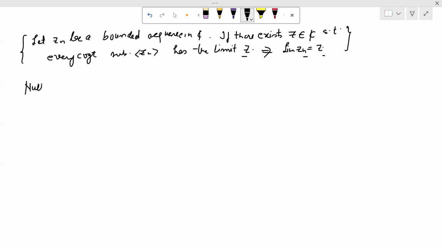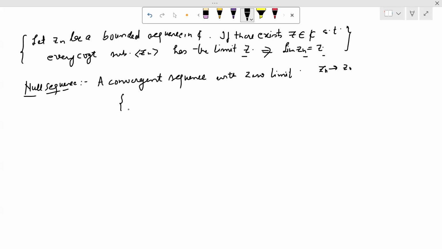Another small concept is null sequences. Not important as such, but definition wise, you think about it. What is a null sequence? A convergent sequence with a zero limit is called a null sequence. So basically, if Zn converges towards Z naught, then if I make a sequence Zn minus Z naught, clearly this will converge towards zero. Therefore, this is a null sequence.